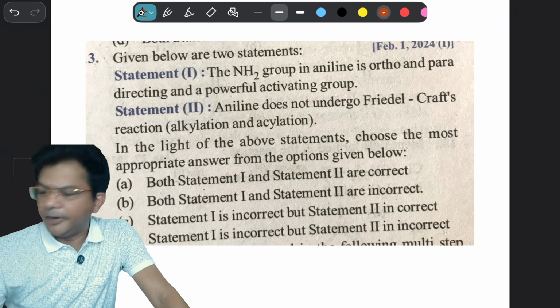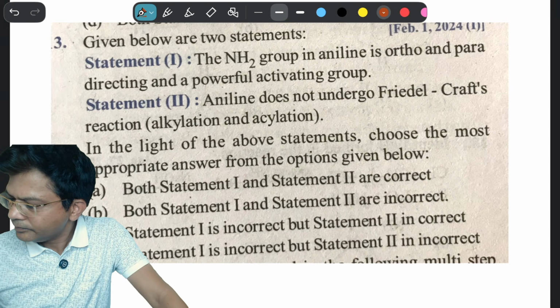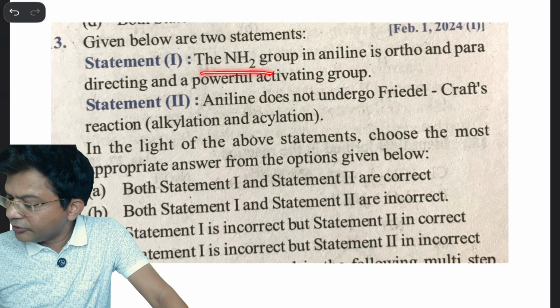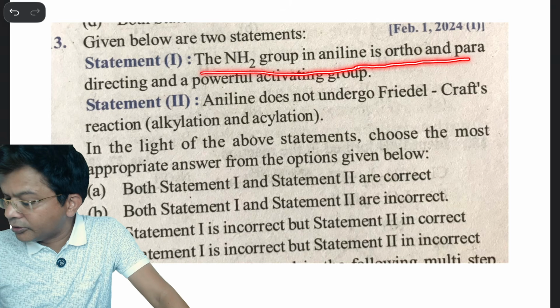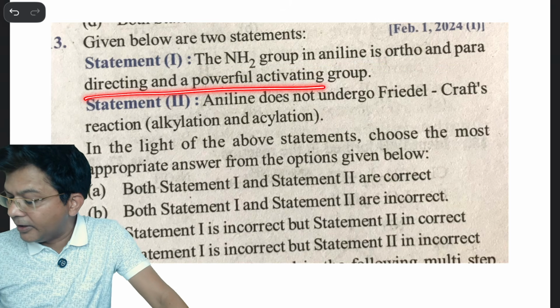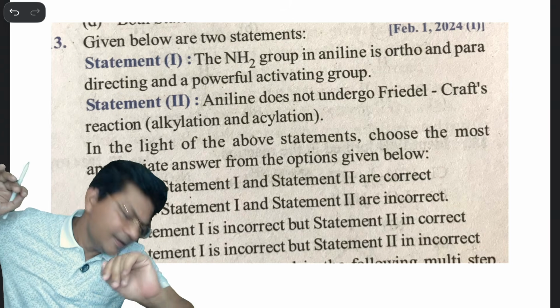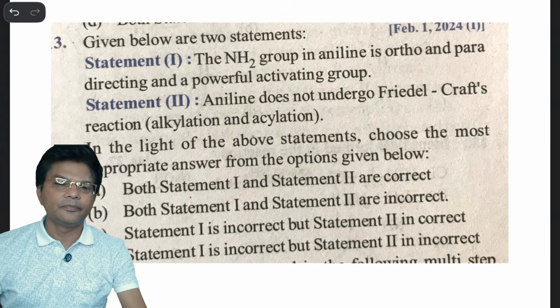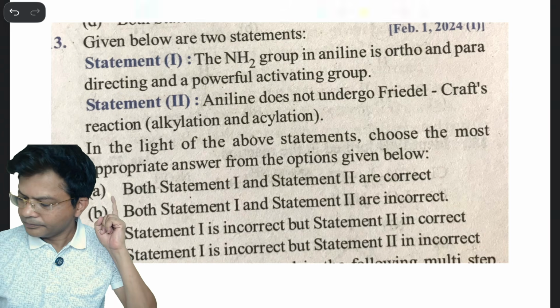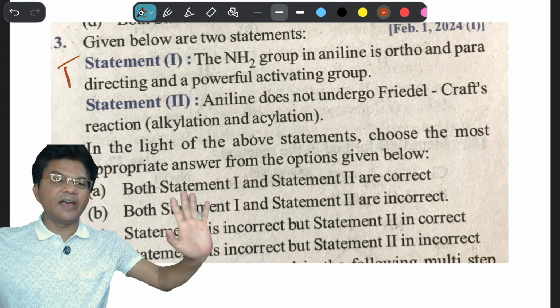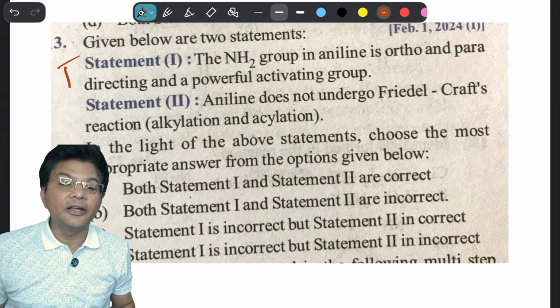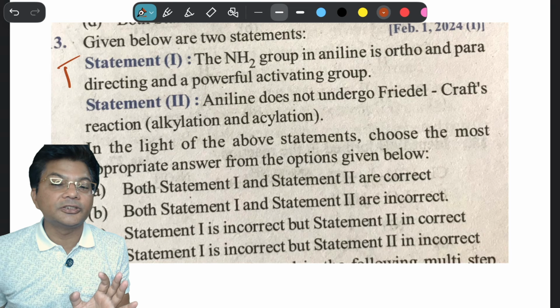Given below statement, the NH2 group in aniline is ortho and para directing and a powerful activating group. Absolutely right. Oh, true. Assertion is absolutely true. Aniline does not undergo Friedel-Crafts reaction.